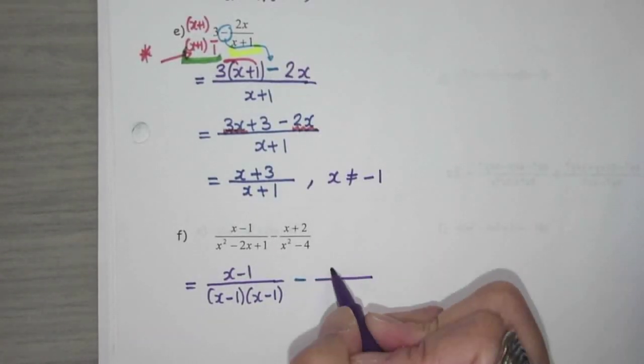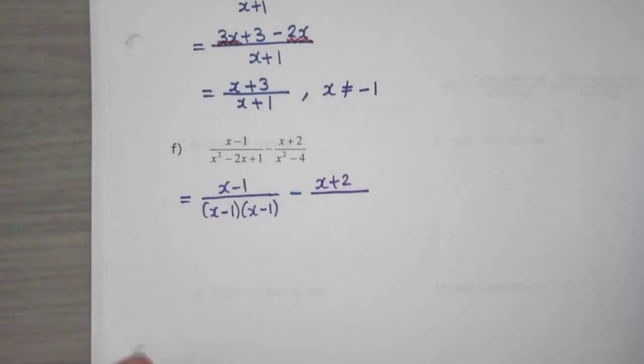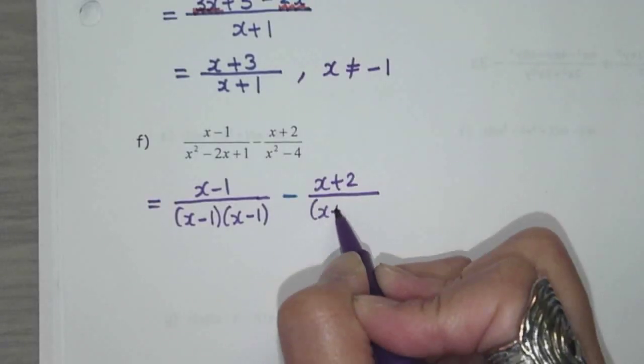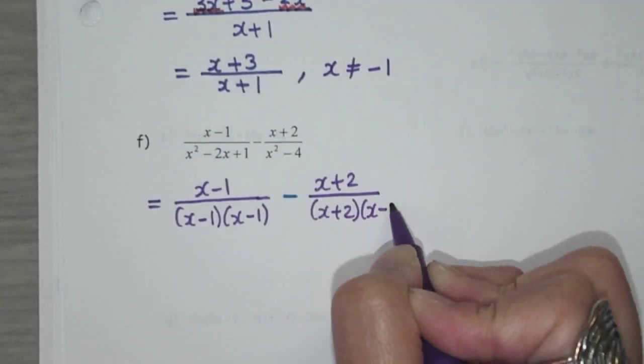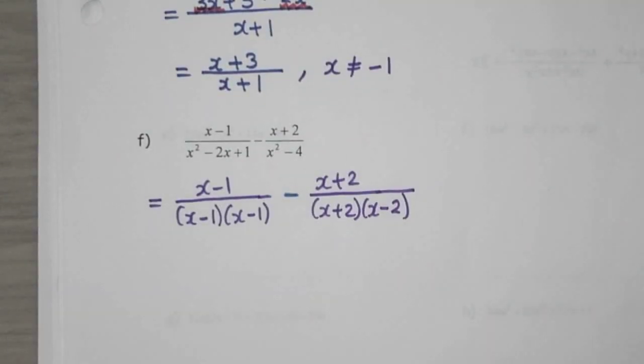This denominator, x plus 2. And here, x plus 2, x minus 2, right? Difference of squares. Okay, what's my next step?